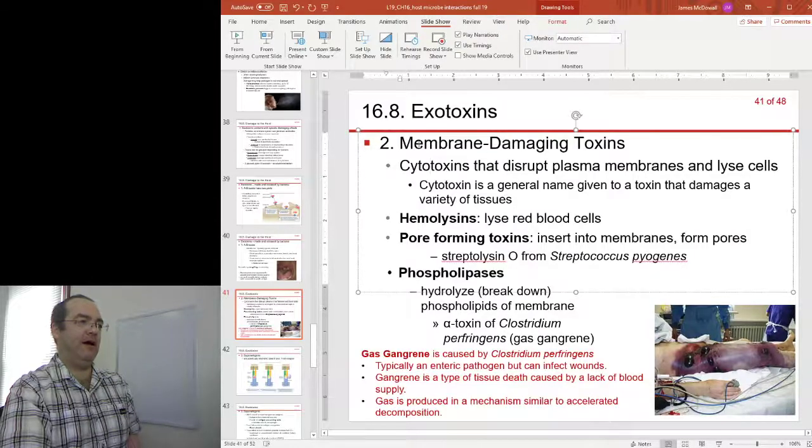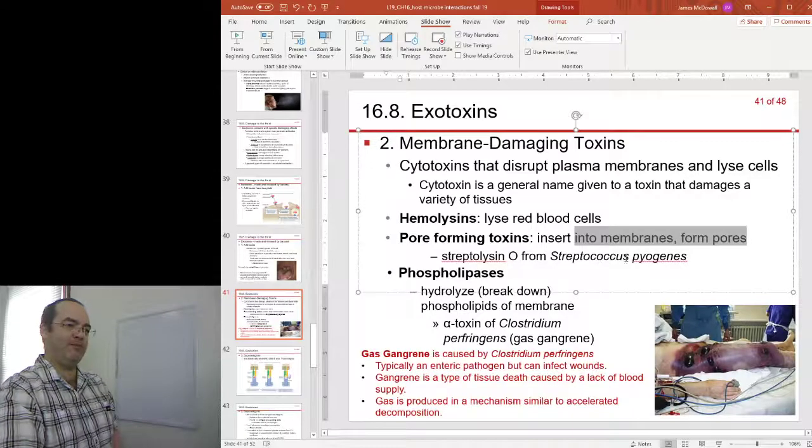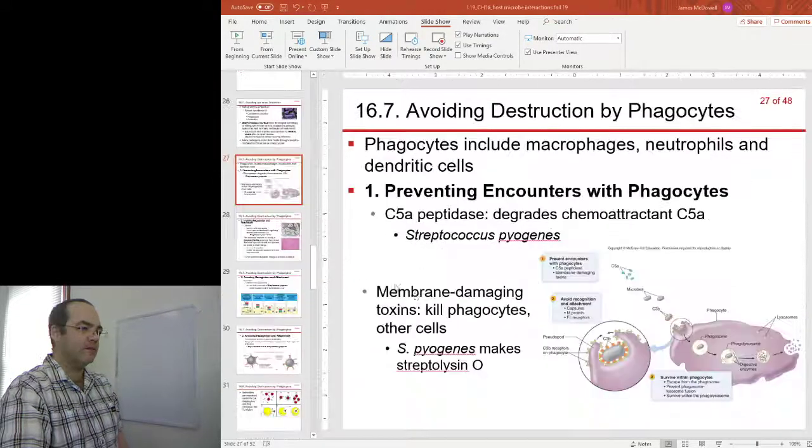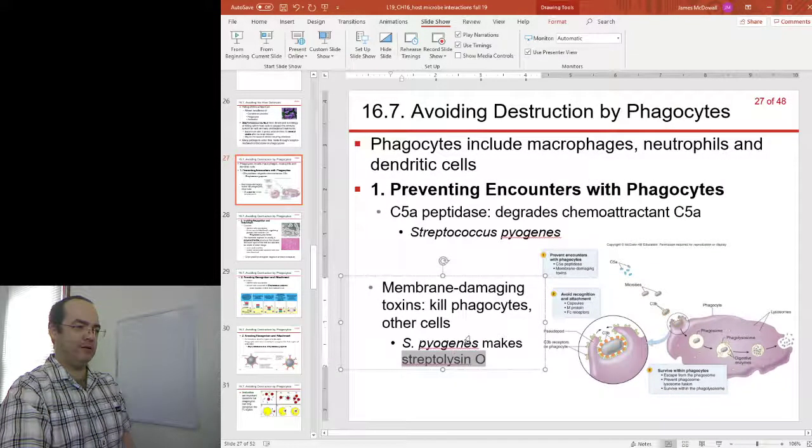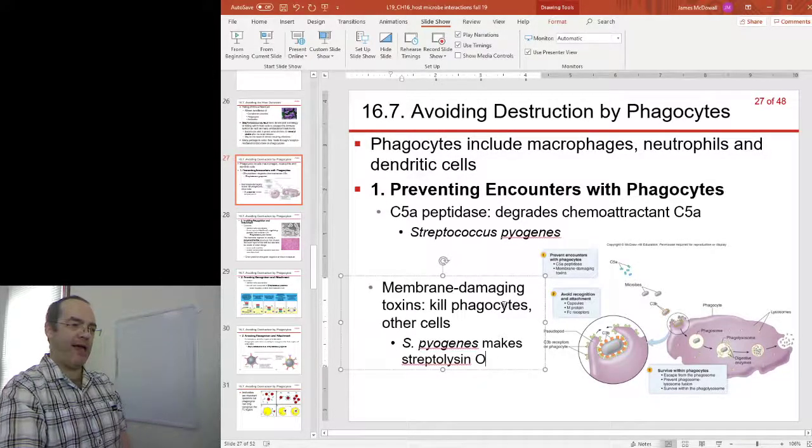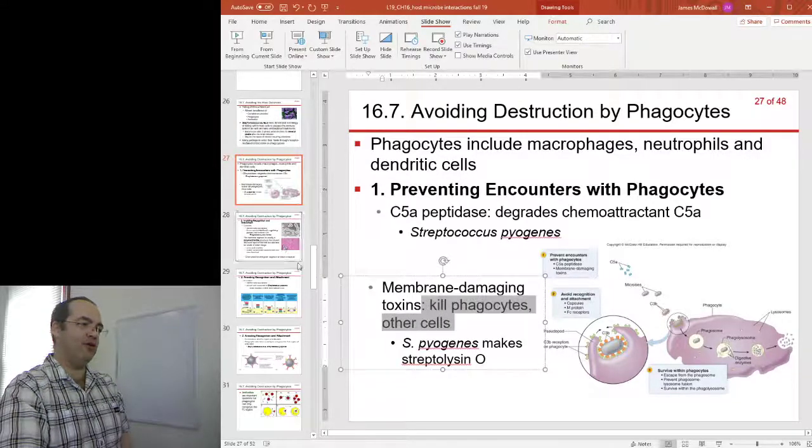Hemolysins are membrane damaging toxins that lyse red blood cells. Pore forming toxins do exactly that. They insert into membranes and form pores. Streptolysin O from Strep pyogenes. If we go back a few slides, number 27, we saw our S. pyogenes making streptolysin O and sending it against phagocytes to kill them before they can arrive.